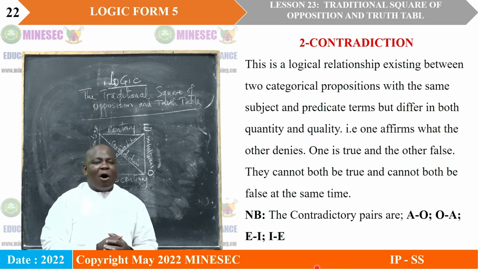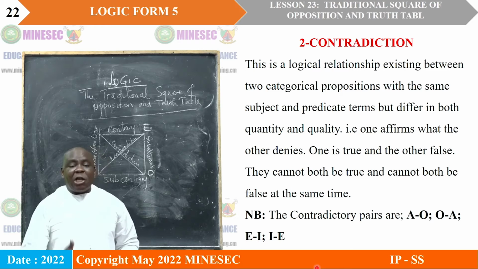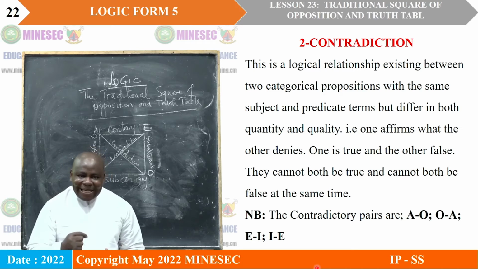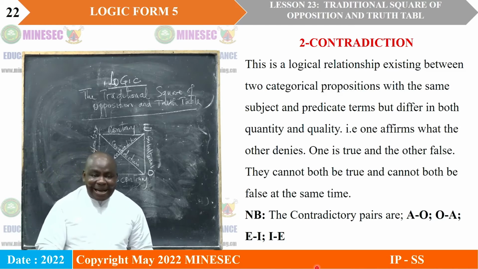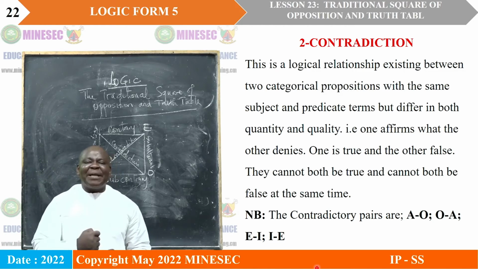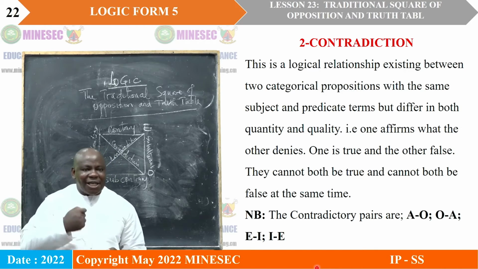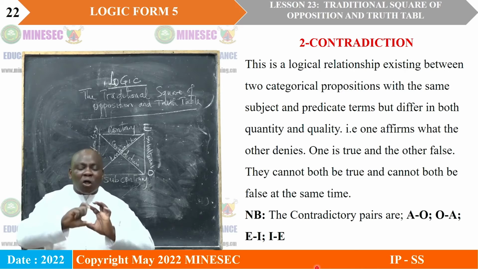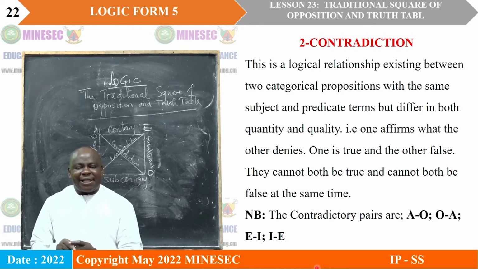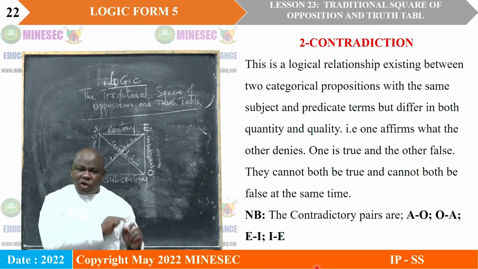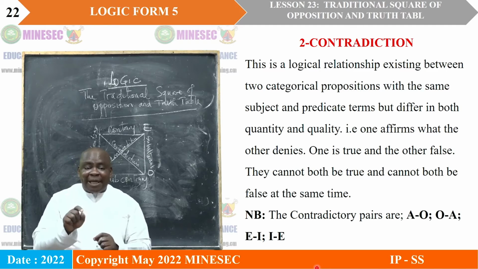The second form of opposition is that of contradiction. Contradiction is a logical relationship that exists between two categorical propositions which have the same subject term, the same predicate term, but it differs in both quantity as well as in quality. Now, in contradiction, one affirms what the other denies, which means that if one is true, then the other must be false.